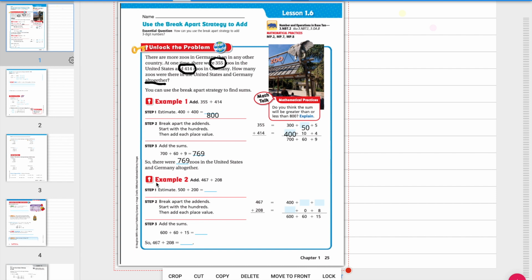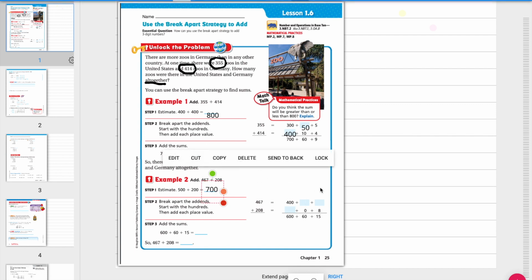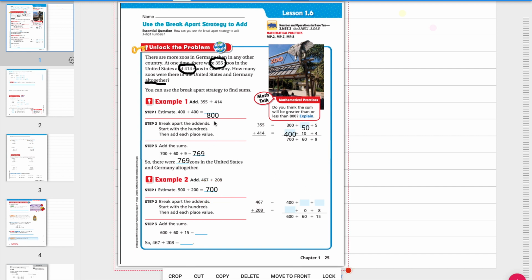Now for example 2, we're going to add 2 different addends. 467 plus 208. And step 1, we will estimate. So we're going to use our rounding skills. 467 is closest to 500. That's the next closest hundred. 208, we would round it down to 200. It's closer to 200 than it is to 300. So 500 plus 200 is 700. So we'll know our answer is close, just like our final answer up here, 769, is pretty close to 800, right? So our answer for example 2 will be close to 700.